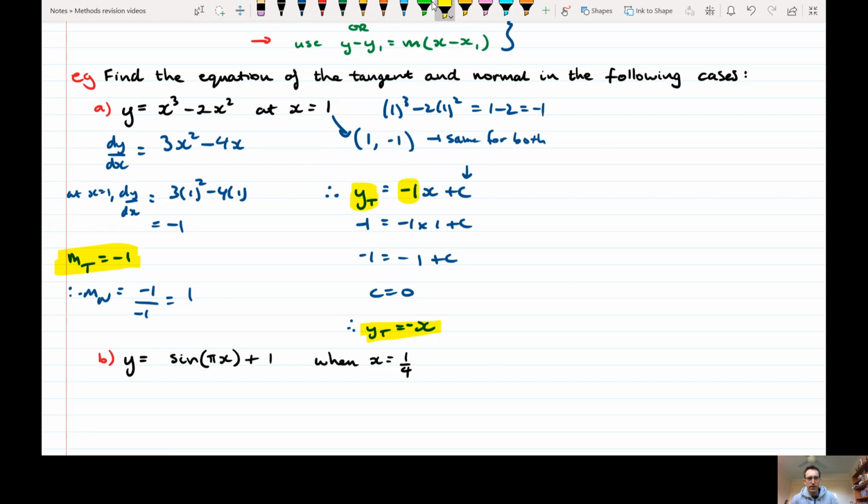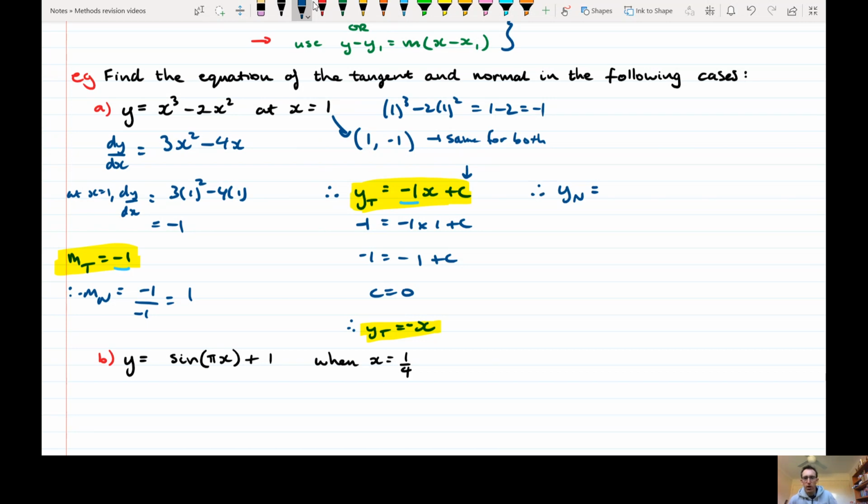I should highlight the tangent stuff all the way through. There we go. And I'll underline that and there. It won't always work that way, but it's the same idea. So let's do the equation of the normal.